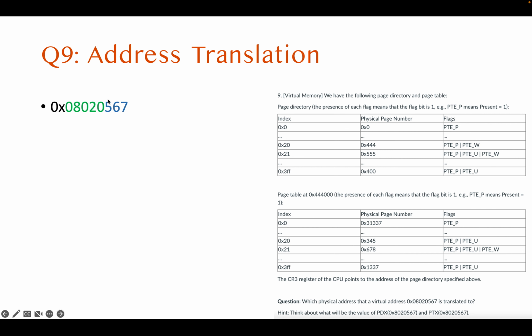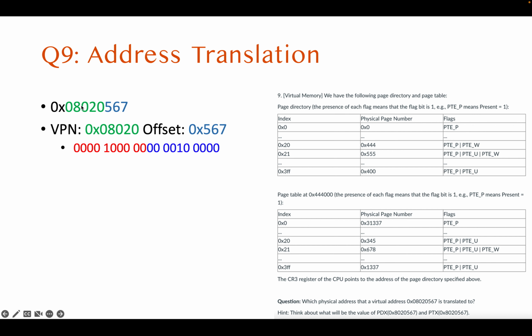8020567, and then we will split it by the last three digits because we will not translate the page offset, and then we will take the top five digits. That's the virtual page number, and then we have the offset. With the virtual page number, we need to split it into exactly 10 bits each, for the page directory index and the page table index to index each entry. If we translate these into binary numbers and cut it exactly in the middle, then 10 bits for the page directory index, 10 bits for the page table index.